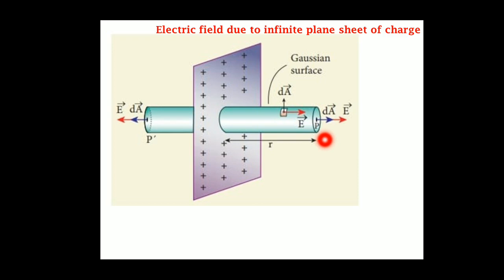The point P is at what distance? The point P is at a distance of r. At a distance of r, point P, what is the electric field? Now you may ask, should I have to take only the right side? Not necessary. You can take the same distance and choose the point on the left side also. So for convenience sake, the green color cylinder, that is our Gaussian surface, is taken on both the sides.